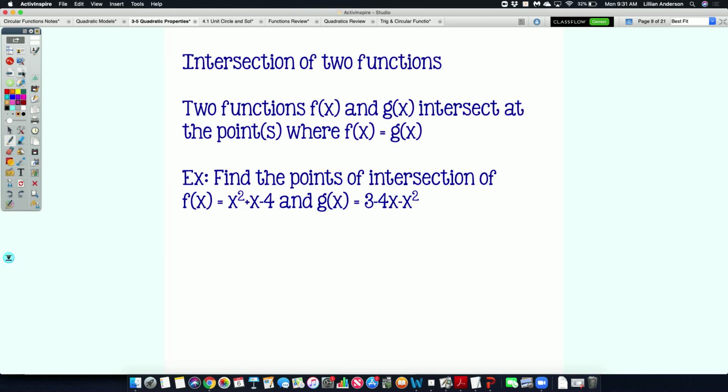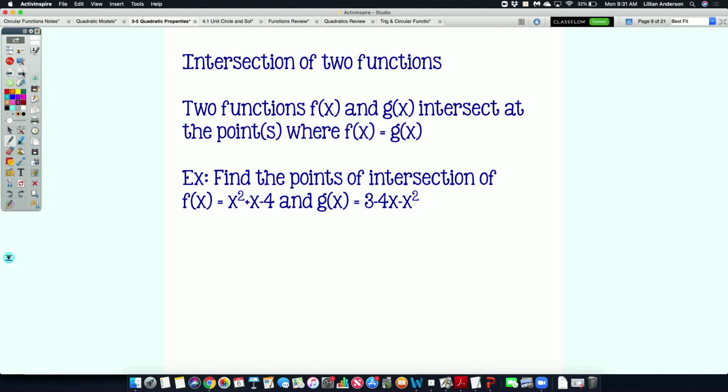Alright, let's look at this. The intersection between two functions. In this case, we have the intersection between two quadratics. Now, when you're looking at the intersection between two curves, algebraically, what does that mean? They're equal to each other. They're equal to each other.